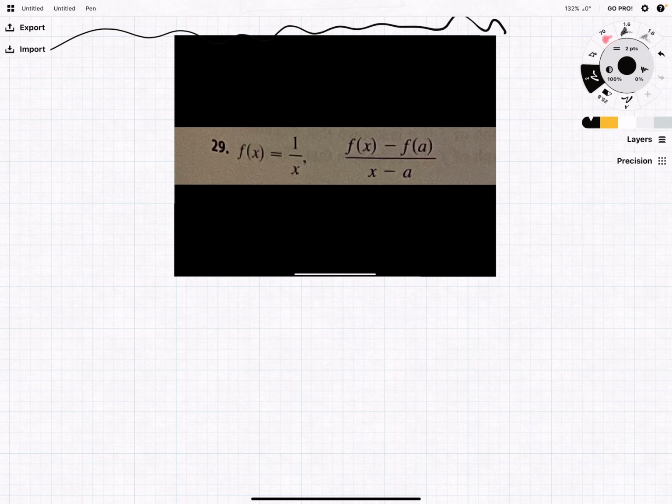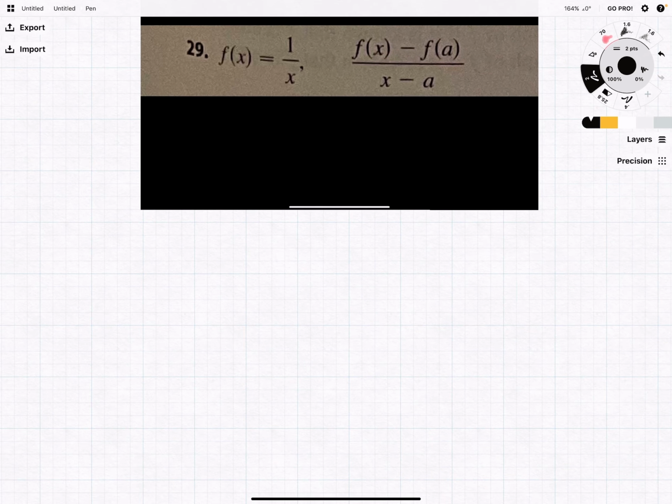This is problem number 29 of Stewart's 8th edition calculus book, section 1.1. Let's go ahead and get started. They're asking us to do difference quotients. Problem 29 says f of x equals 1 over x, and what they want us to do is f of x minus f of a all over x minus a. This is going to be a little bit algebra intensive, so we'll go through it slowly and methodically. That way it all makes sense.